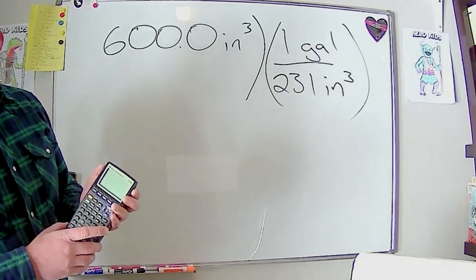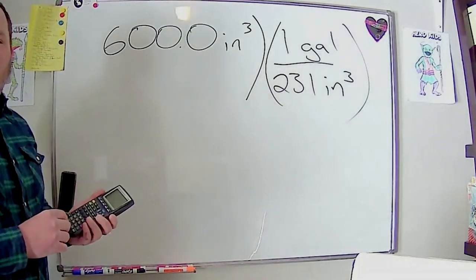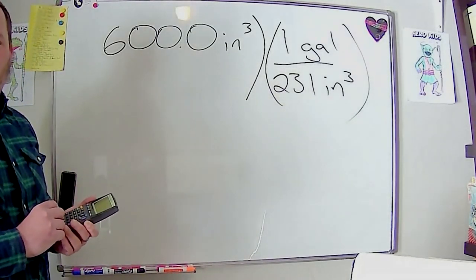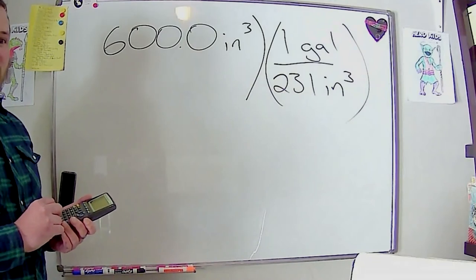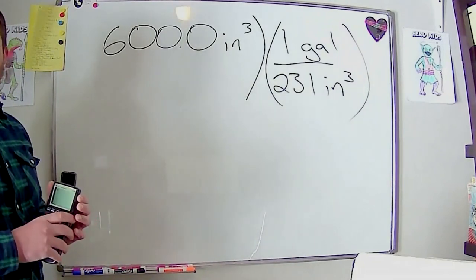Alan, I see your question there on the 0.4001. Any of these can be written in scientific notation. You don't have to. It might be advantageous to.